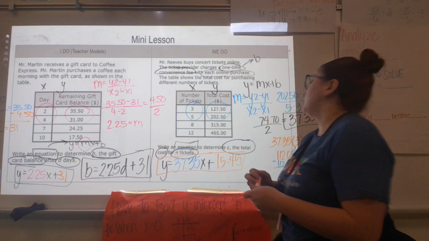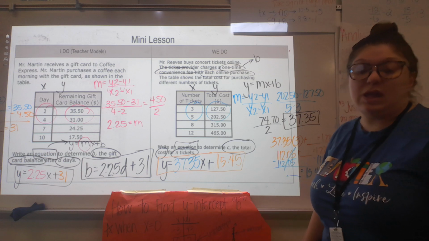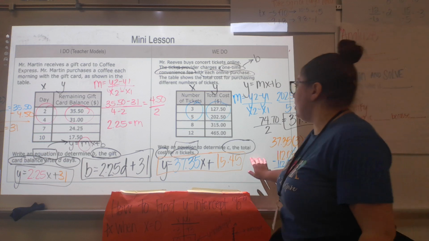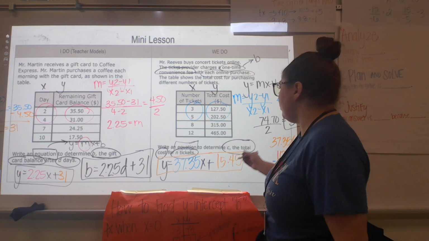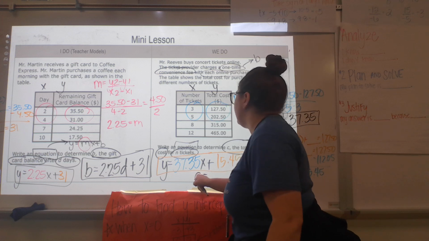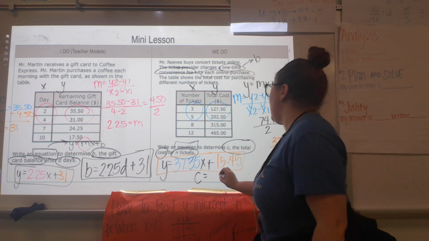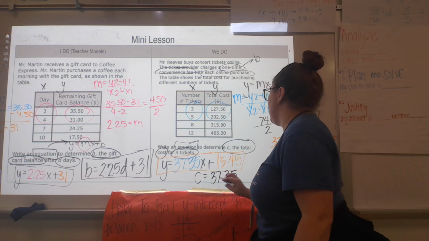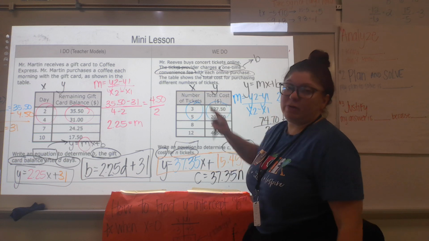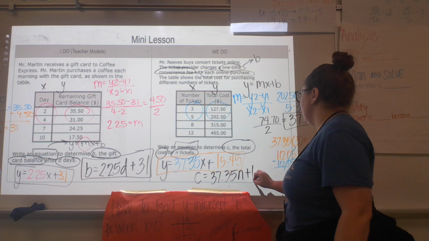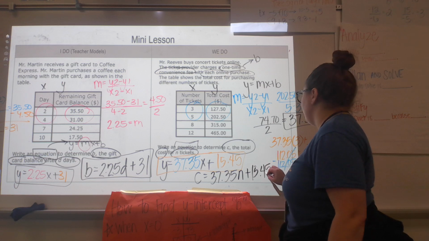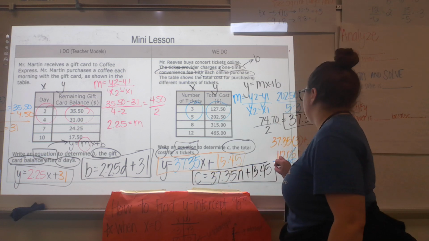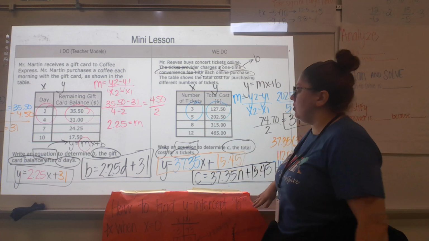But wait, they want us to use C and N. So I'm going to go ahead and rewrite it. C is my total cost, so I know that's my y. I got 37.35. My x represents my N, the number of tickets, plus 15.45. Okay, this is my equation.